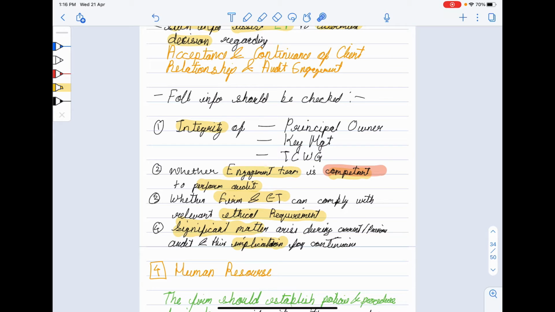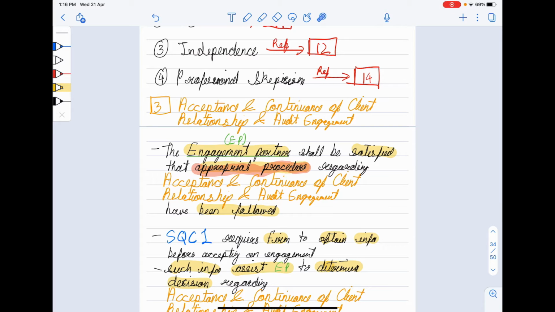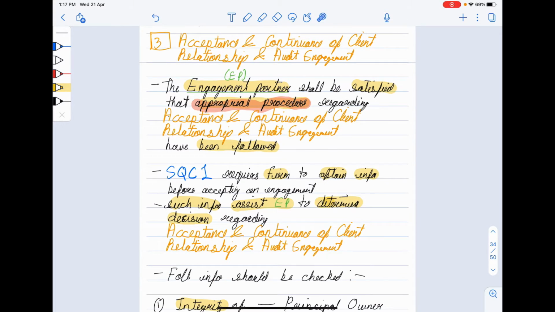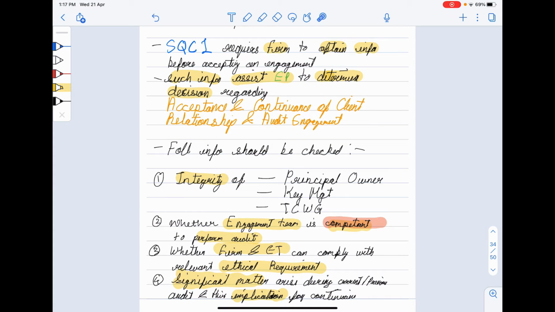So the third point was acceptance and continuance of client's relationship and audit engagement. First point, the engagement partner shall be satisfied that appropriate procedure regarding acceptance and continuance of client relationship and audit engagement has been followed. Second, SQC1 requires the firm to obtain information before accepting an engagement. Third, such information assists the engagement partner to determine the decision regarding acceptance and continuance of a relationship and audit engagement. The following information should be checked. First is integrity of principal owner, key management, and TCWG. Second is whether the engagement team is competent to perform audit. Third is whether the firm and engagement team comply with ethical requirement. And fourth is significant matters arising during previous or current audit and their implication on continuance.